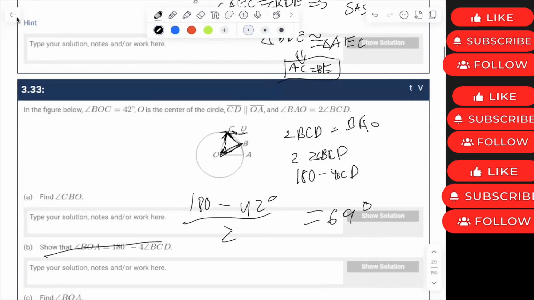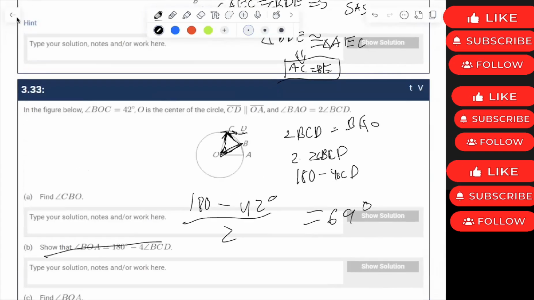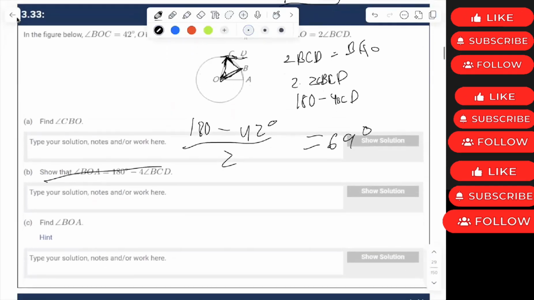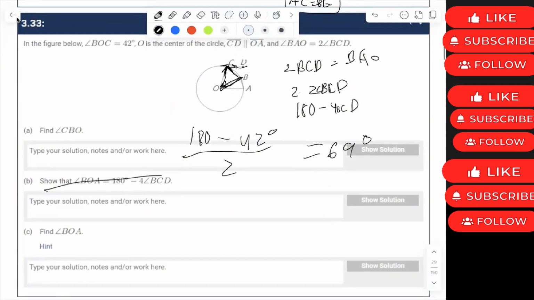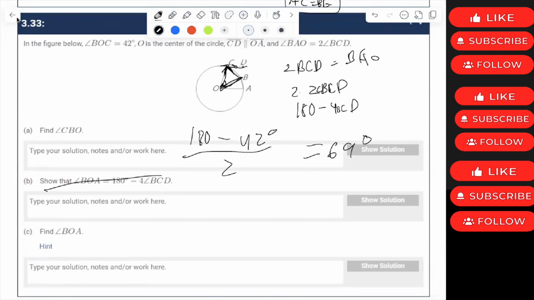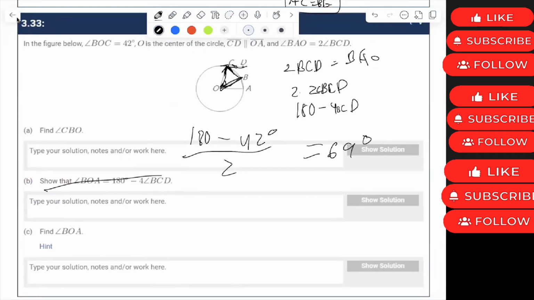Now we want to find BOA. Let's have a try on this question and tell me the answer in the chat. It might have to do with the relationships we used before.